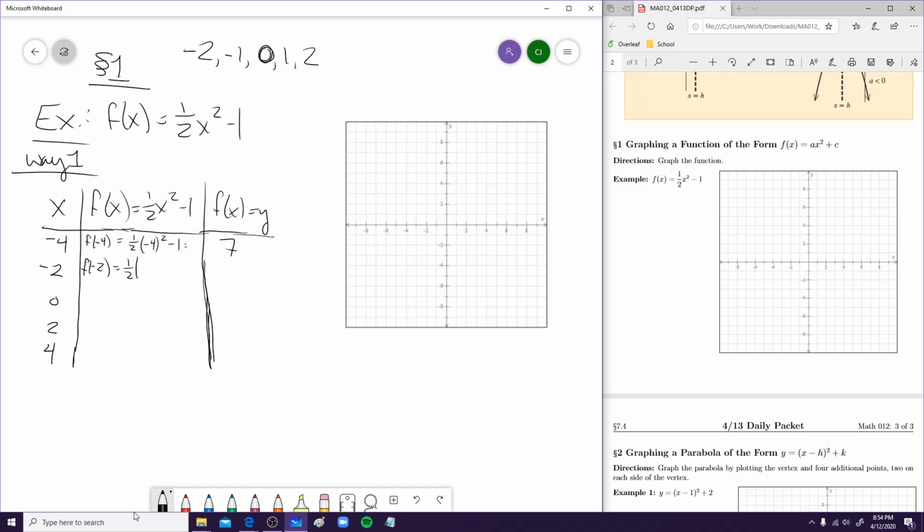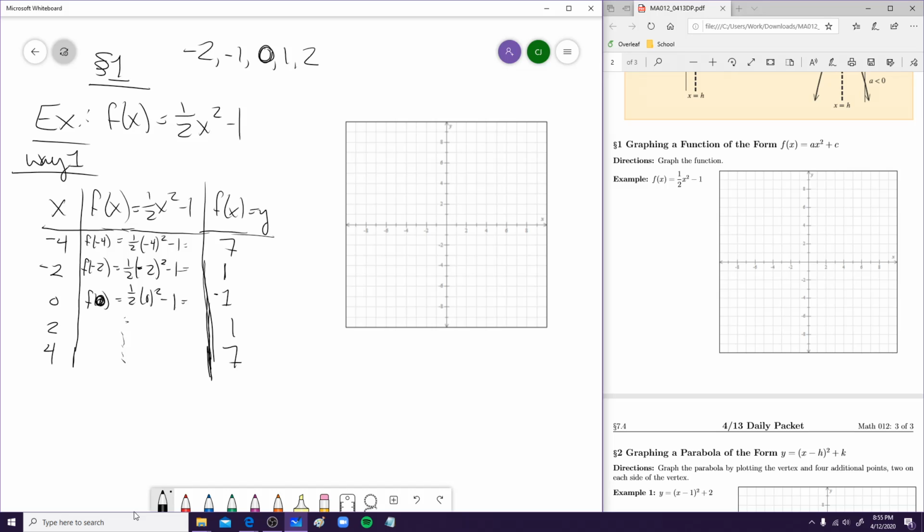I'm going to plug in 1/2 times -2 quantity squared minus 1. -2 quantity squared is 4. 4 divided by 2 is 2. 2 minus 1 is 1. And then f of 0, when I plug in 0 for x, I get -1. Okay, I'll let you guys fill this out, but what I did talk about is symmetry, you will get 1 and 7. If you don't believe me, plug them in yourself to prove it.